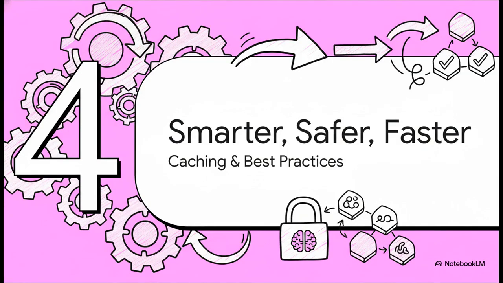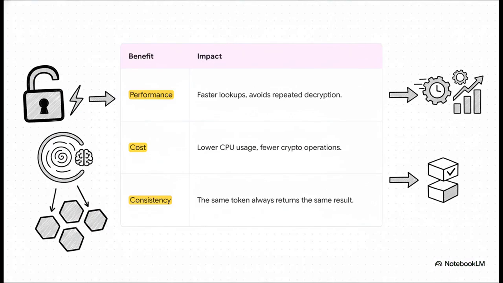Now you can imagine all this cryptographic work. Well, it's expensive for a computer to do. A well-designed system just can't afford to do all that heavy lifting every single time the same token shows up. And this is where we start working smarter, not just harder. The solution is just intelligent caching. Once a token is successfully decrypted and totally validated, we store that result in a temporary, super fast cache. So the next time that exact same token arrives, we can skip all the expensive crypto steps and just grab the validated result directly. This massively boosts performance, it lowers CPU costs, and it makes sure you get consistent results every time.